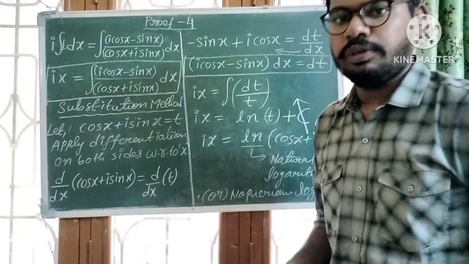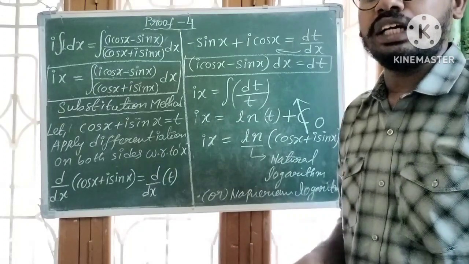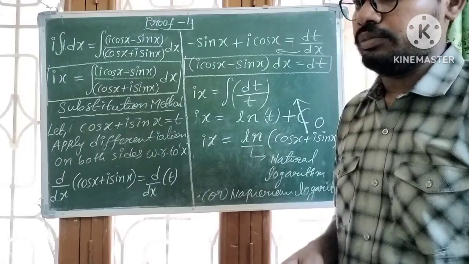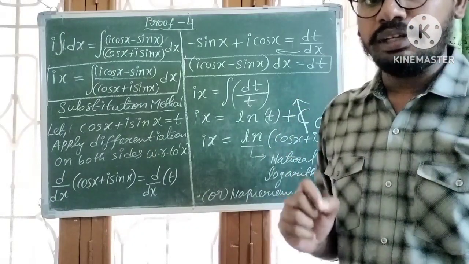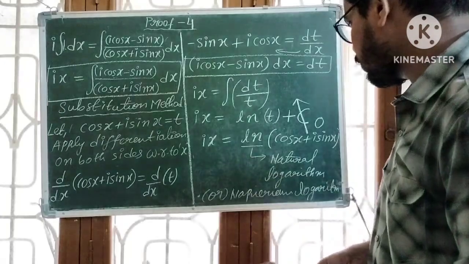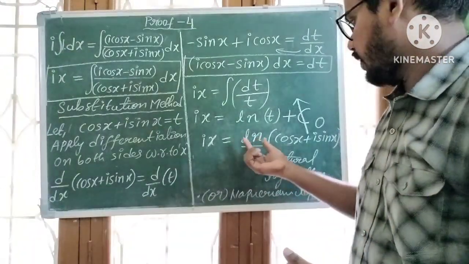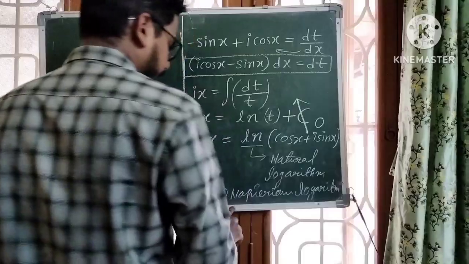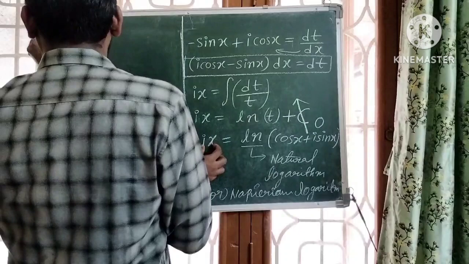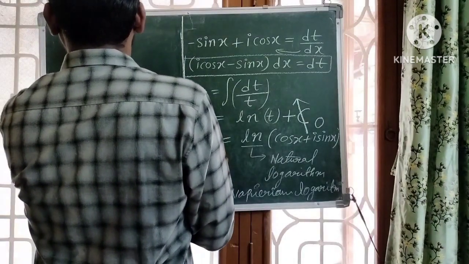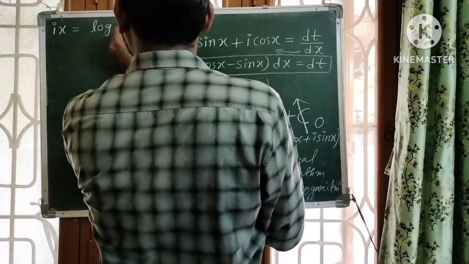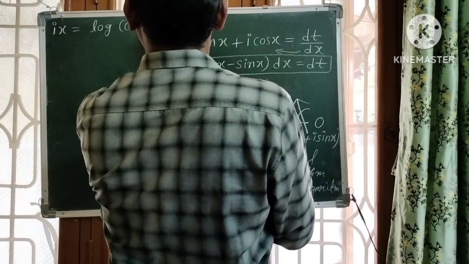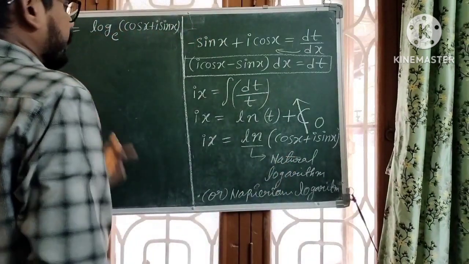Natural logarithm or Neperian logarithm means logarithms which are calculated to the base e are called natural logarithms or Neperian logarithms. So here ln can also be written as log base e. Log base e means ln, Neperian logarithm. So next, i x is equal to ln, which can be written as log of the argument cos x plus i sin x to the base e. Ln means log to the base e.